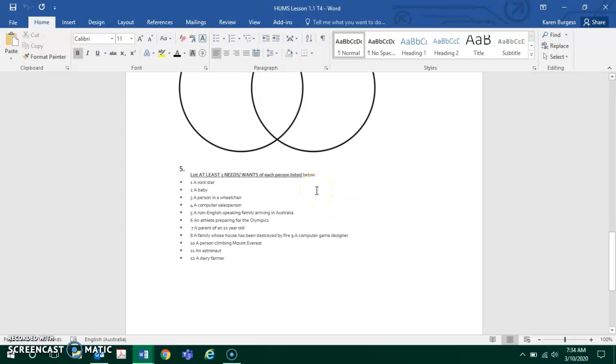Okay, and then you've got this activity here, and it asks you to list at least 3 needs or wants of each person listed below. So if we have a look here, a rock star. So think about at least 3 needs or wants of a rock star. So it could be that they want to be famous. Okay, so that could be one want.